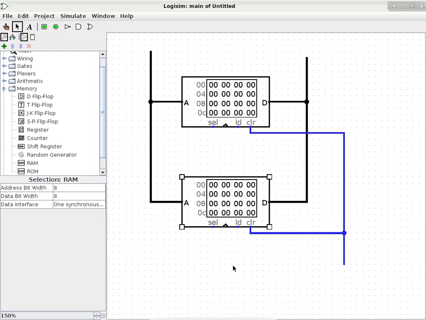The other one is the width depends on the address bus. This is a single pin. It's an actual single wire, whereas the black lines are representing multiple wires. It's a bundle of wires.